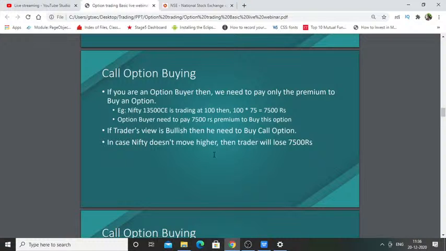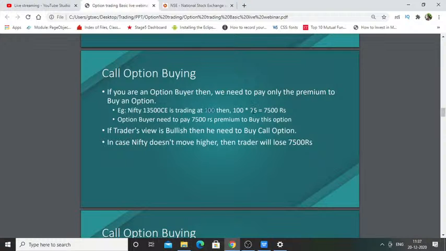If you're an option buyer, then you need to pay only the premium to buy an option. So, let's say for example, the 13,500 call option is trading at the price of 100. Let's assume that. This is an example. Then how much does the call option buyer have to pay for entering into this trade?